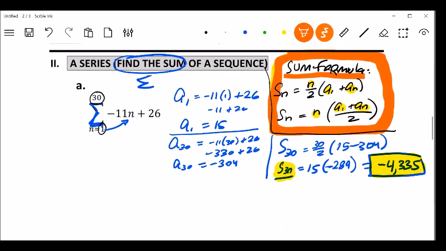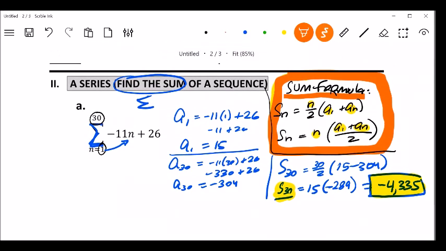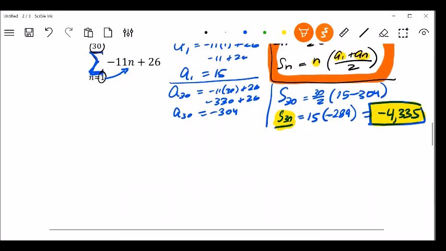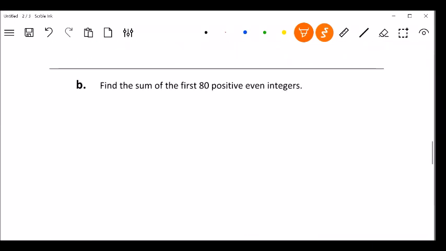Now let's take a look at something where we're going to find the sum, but it's set up a little differently. It's just worded differently, so you have to think about what's meant by this. Find the sum of the first 80 positive even integers. So we need a sum. There's 80 of them. It's the first 80.